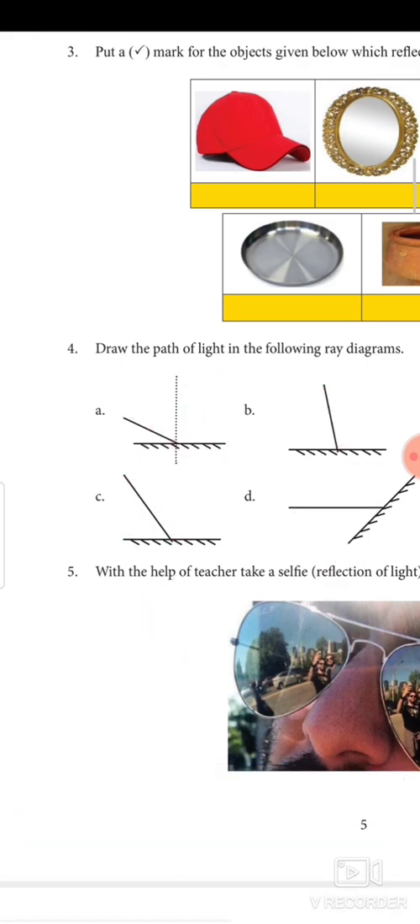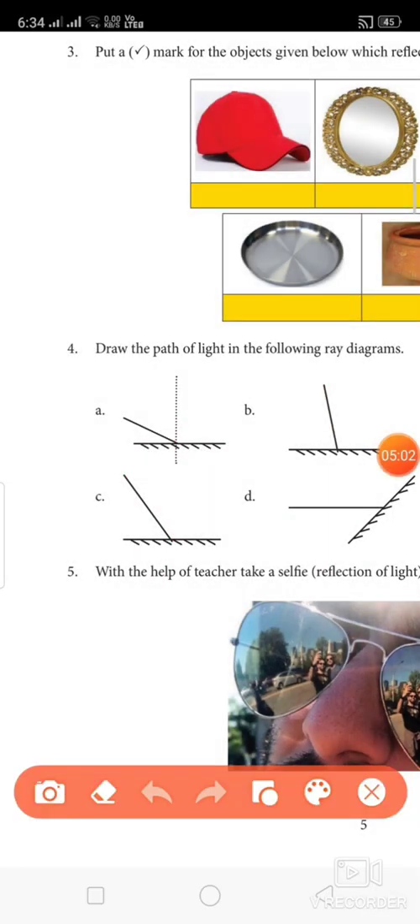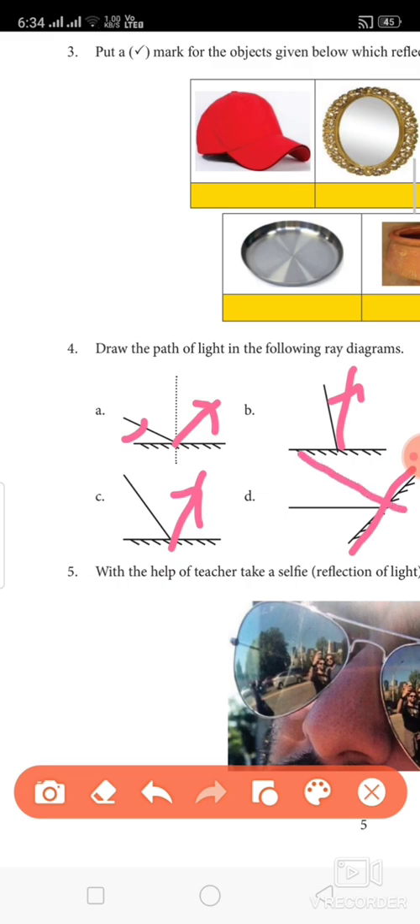Now I am going to draw the answers. So this is the direction of the reflected ray. For this diagram, this is the answer. For this one, see, this is inclined in a particular direction. So I have to draw a normal for this. This is the normal. So what will be the angle? This is the reflected ray. Okay, this is the answer for the fourth question.